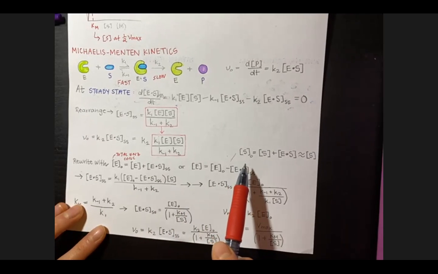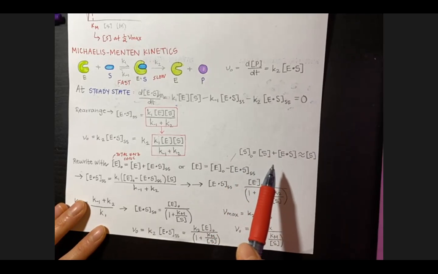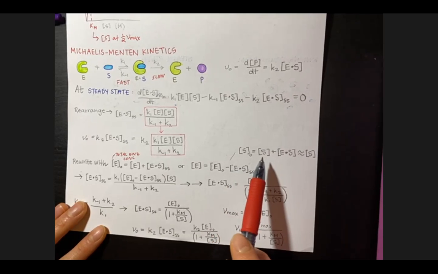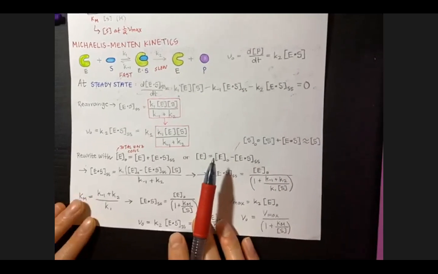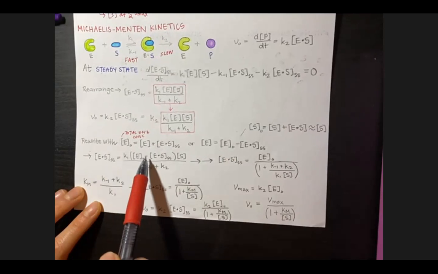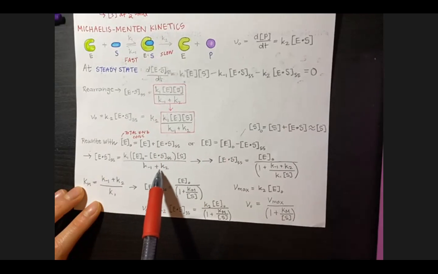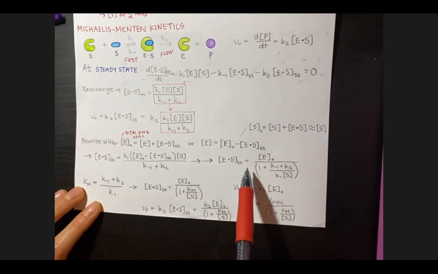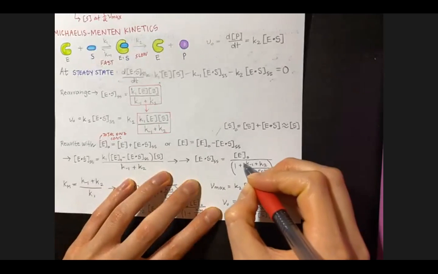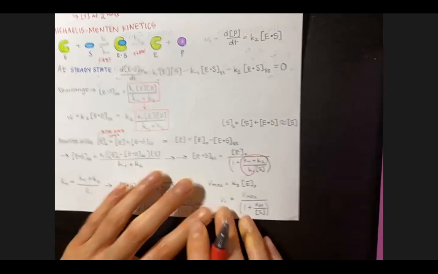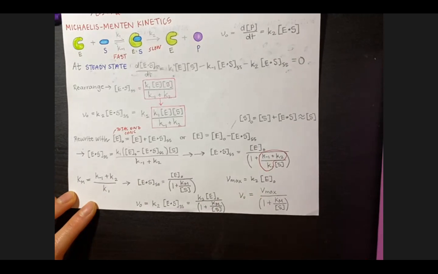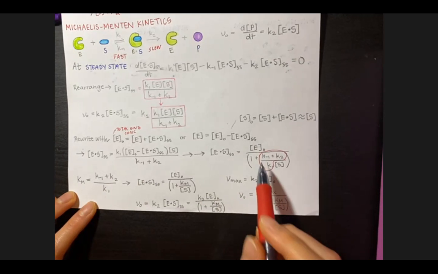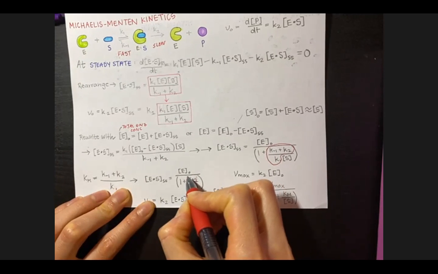And another note here is that the substrate concentration is so much higher than the enzyme concentration in the cell that basically the free substrate and the bound substrate is going to basically be your free substrate. So substituting that back in, so this term into here, and then we can rearrange more, and we get this term. And this grouping of rate constants here, we can define as Km, the Michaelis constant. So if we plug that into our equation, then this is what we get.